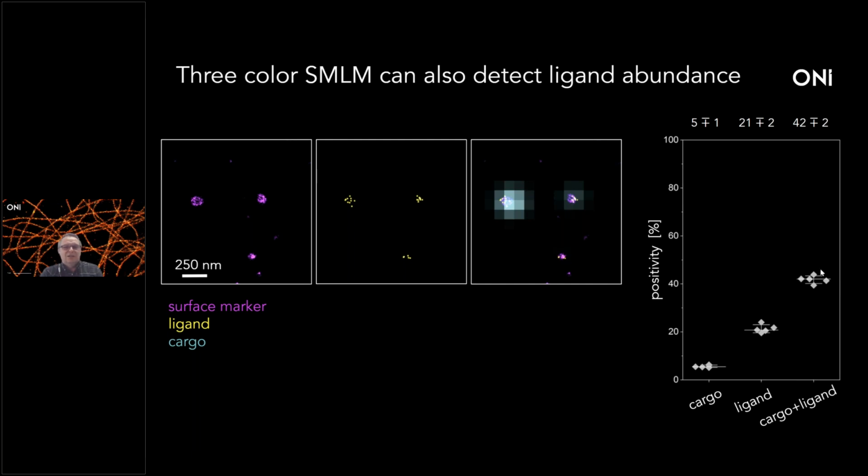But what's more important is that you have 40% of particles which contain cargo and ligand, which means that if you want to answer how many of my particles are actually ligand positive, in this case it's 20 plus 40, so 60% of your particles are ligand positive. But only 45% of your particles are cargo positive. So you have a difference of about 15%, which are particles which only contain ligand.